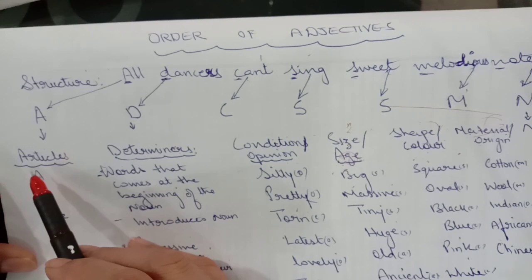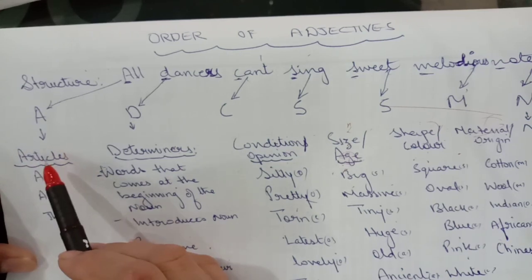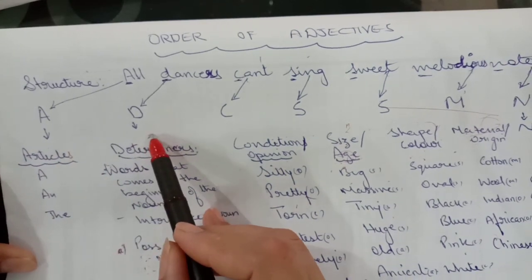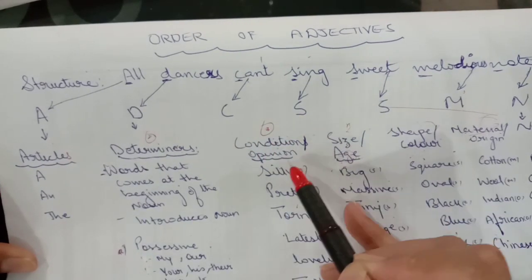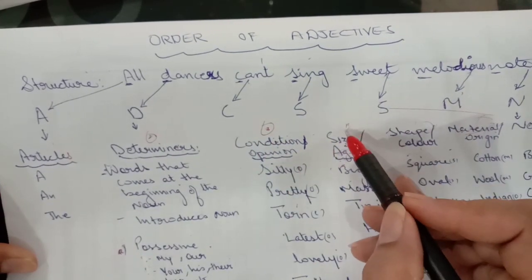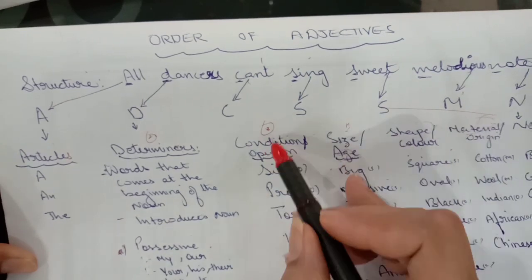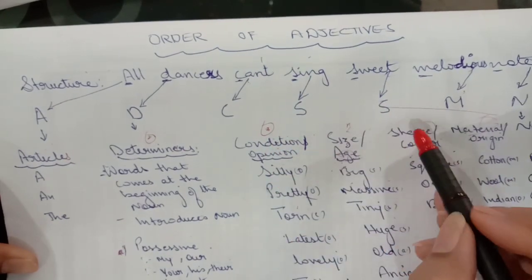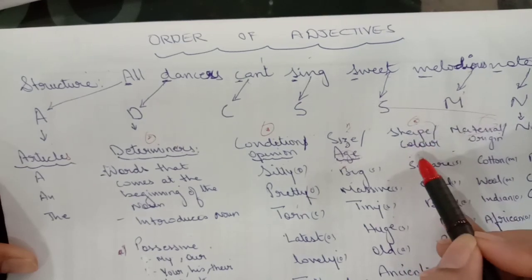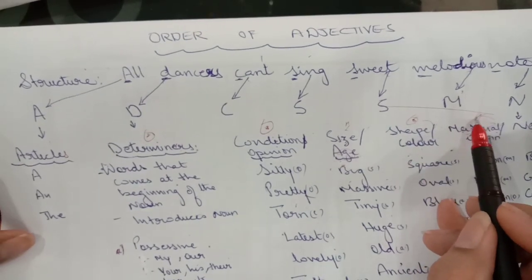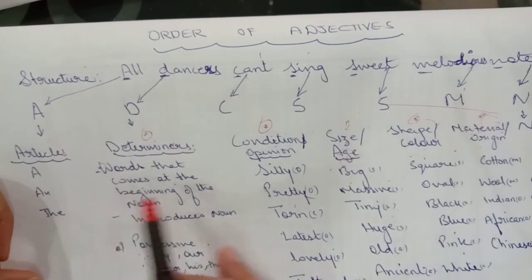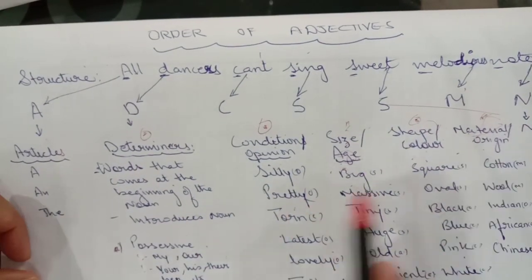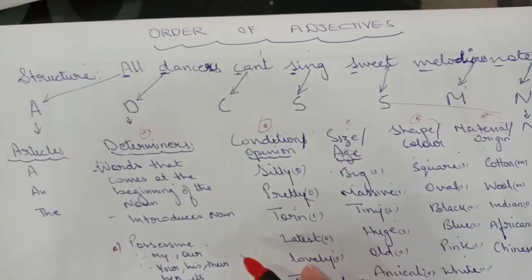At first place, you should put articles. At the second, determiners. At the third place, it should be condition, or you can use opinion. At the fourth, you can use size or say age. You can use both also. At the fifth, you can use shape or color. At the sixth, you can use material and origin. And at the last, noun, because adjective is placed before a noun only. So when you're describing a noun, you should follow this order.